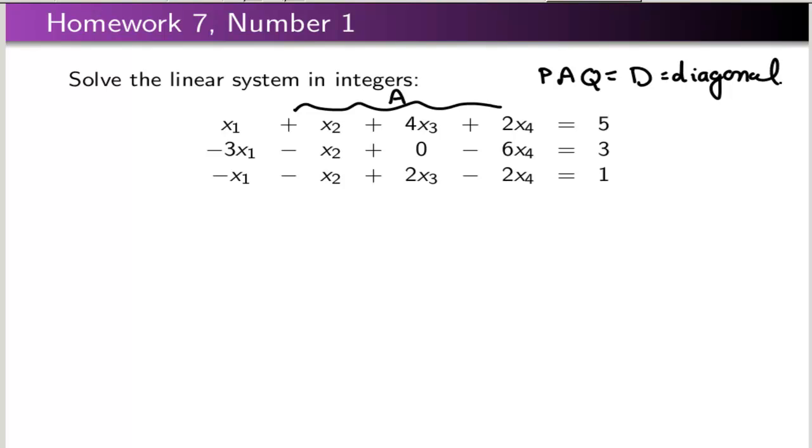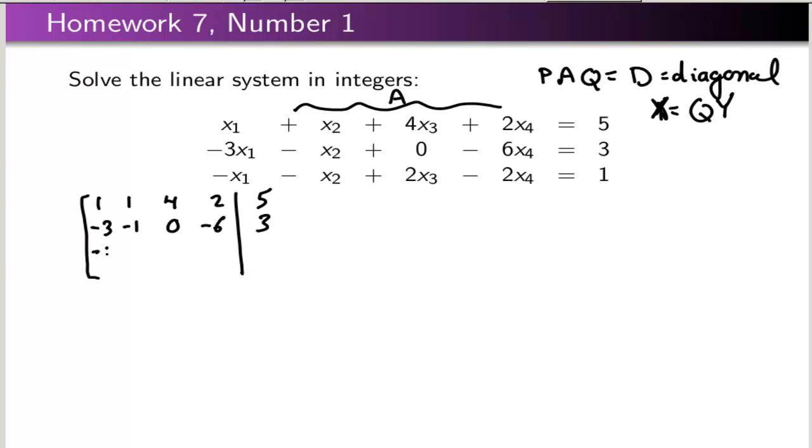And then you make a change of variables where you're going to let x be Q times y. So then when you put a y here, you'll get a very simple diagonal system, and the new variable is y. Okay, so A is the coefficient matrix, so let's write that down. 1, 1, 4, 2. And you'll have 5, and then -3, -1, 0, -6, 3. -1, -1, 2, -2, 1.